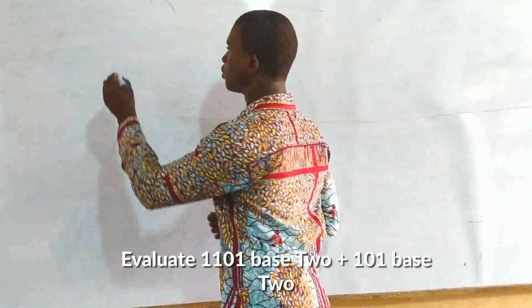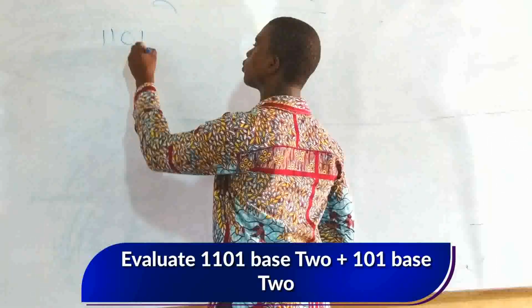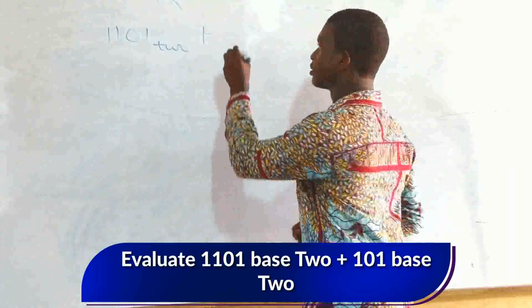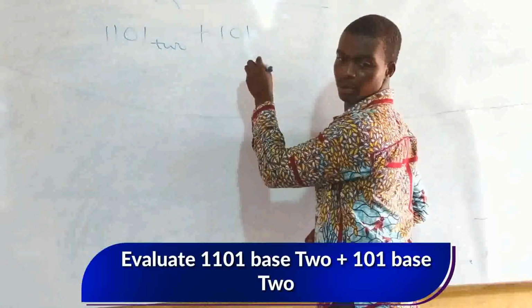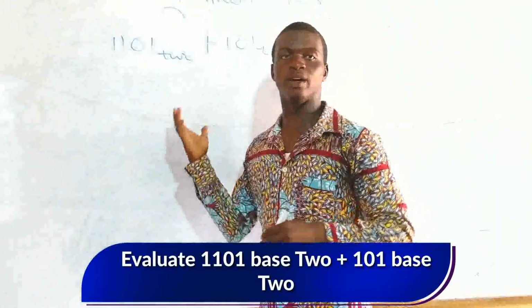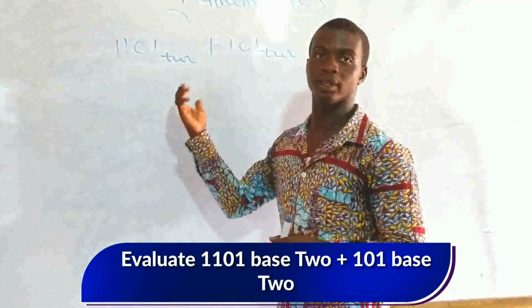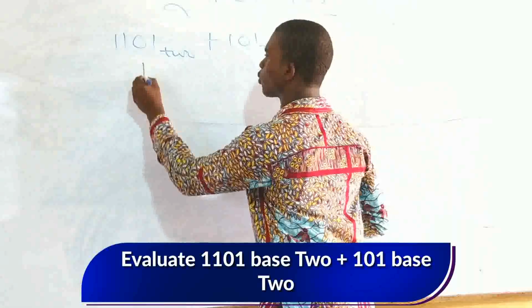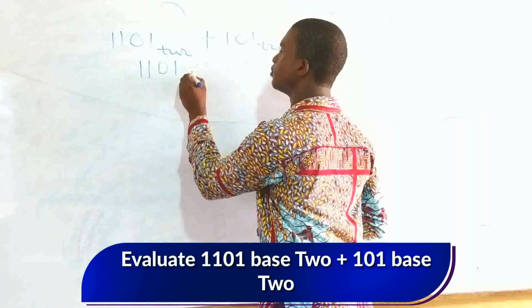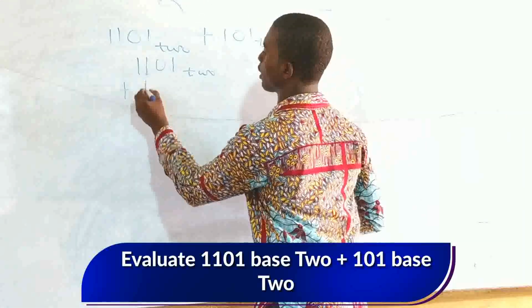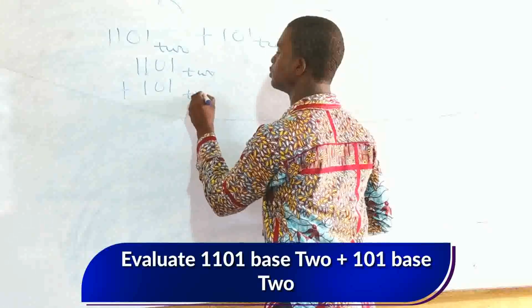So with question number 7, it says evaluate 1 1 0 1 base 2 plus 1 0 1 base 2. And so it says we should evaluate. We have to bring it together and make it 1. And so over here we have 1 1 0 1 base 2 plus 1 0 1 base 2.